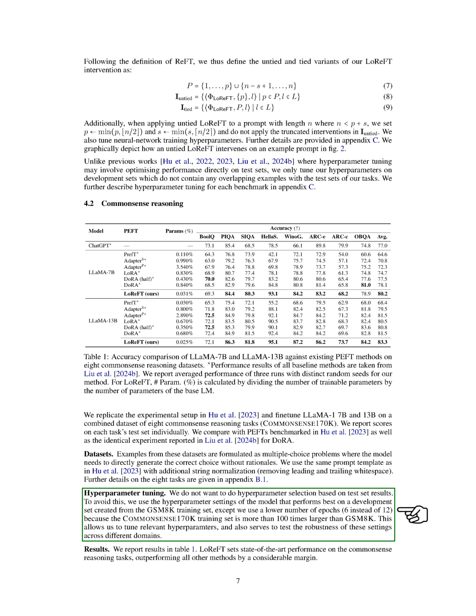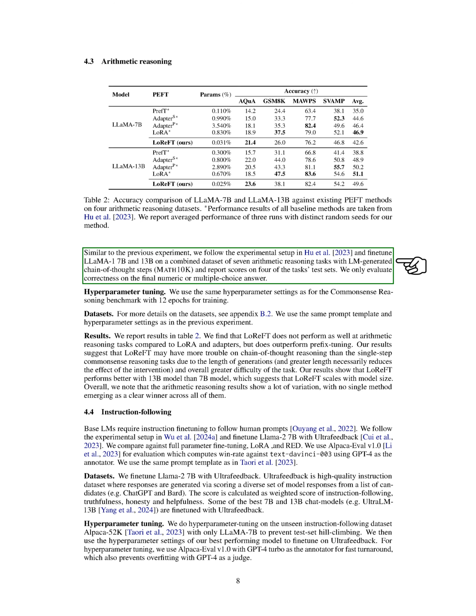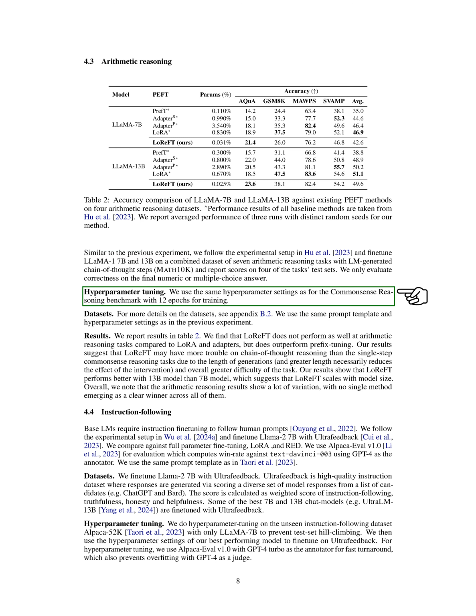Similarly, we conduct experiments on arithmetic reasoning tasks by adjusting the Llama 7B and 13B models using a dataset of 7 arithmetic reasoning tasks, MATH10K. We evaluate the correctness of the final numeric or multiple choice answers. The hyperparameter settings for this experiment are the same as those used for the common sense reasoning benchmark.